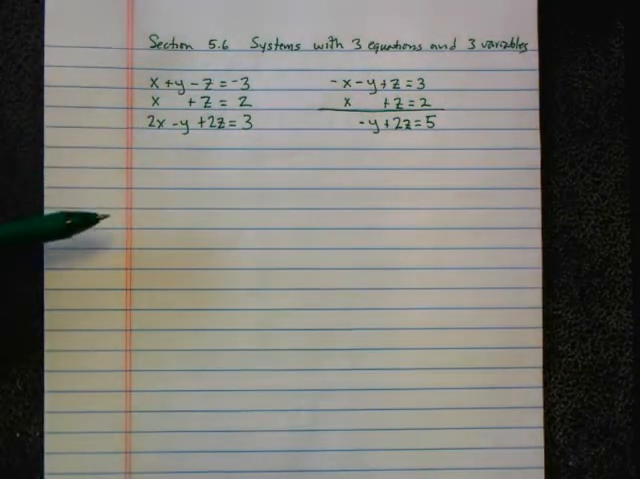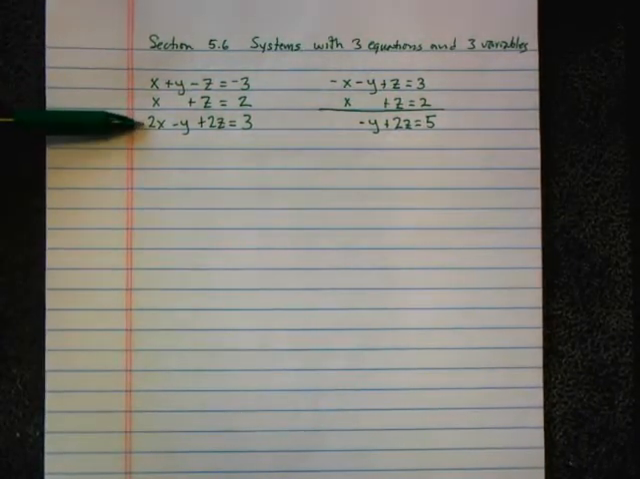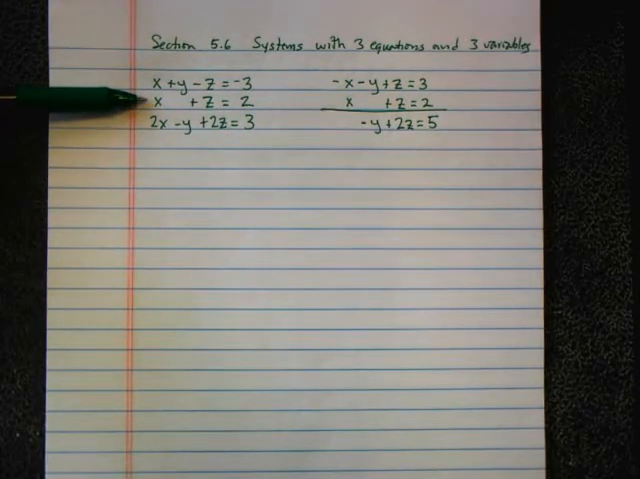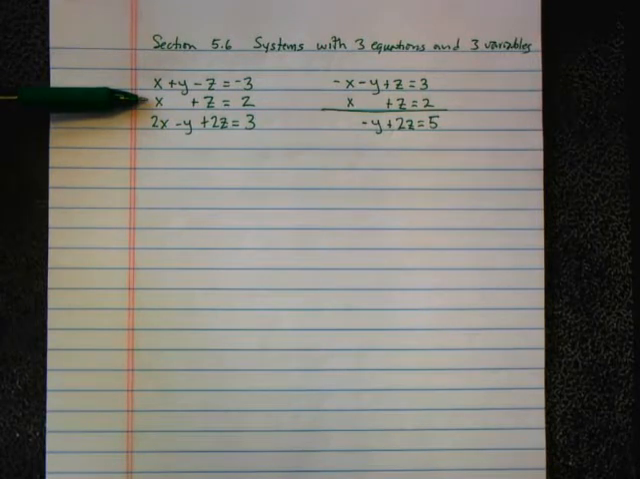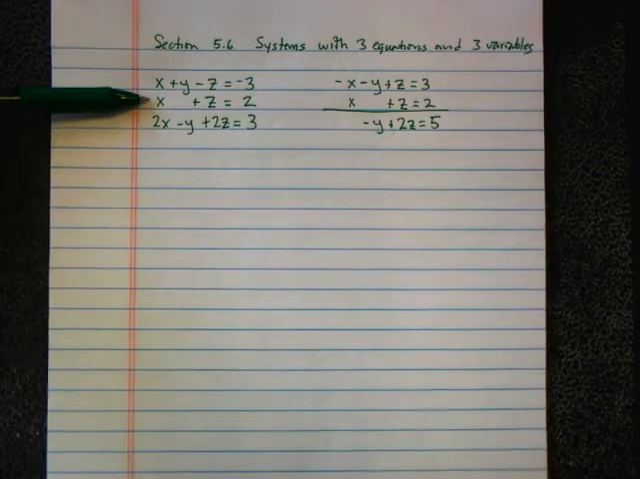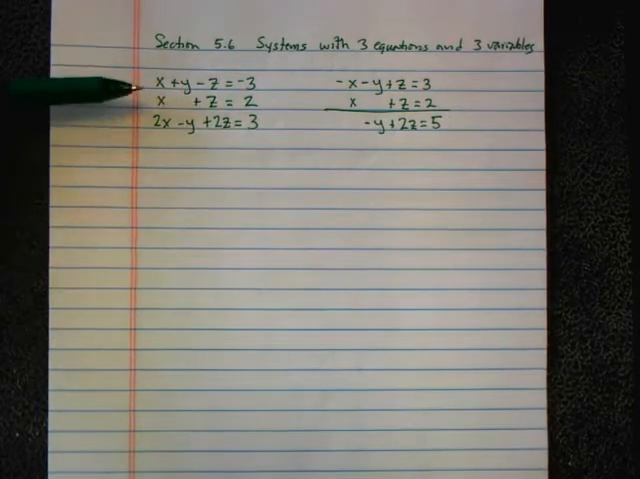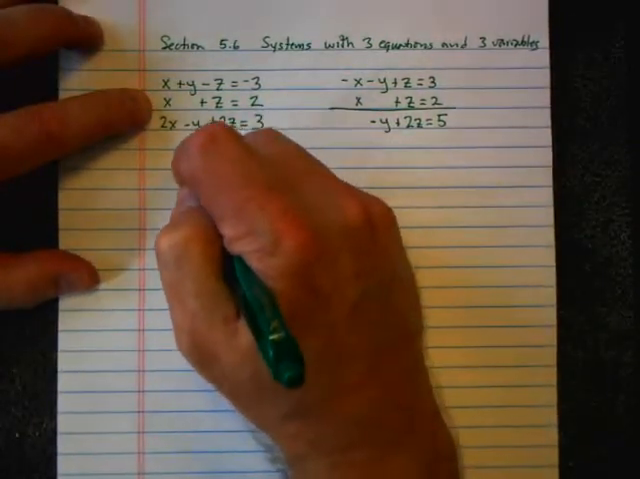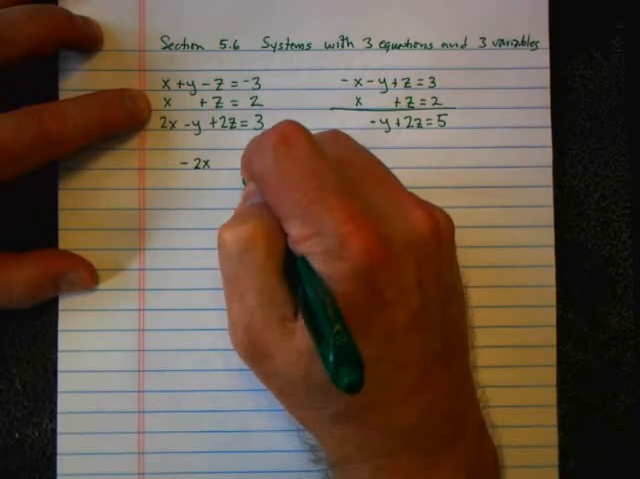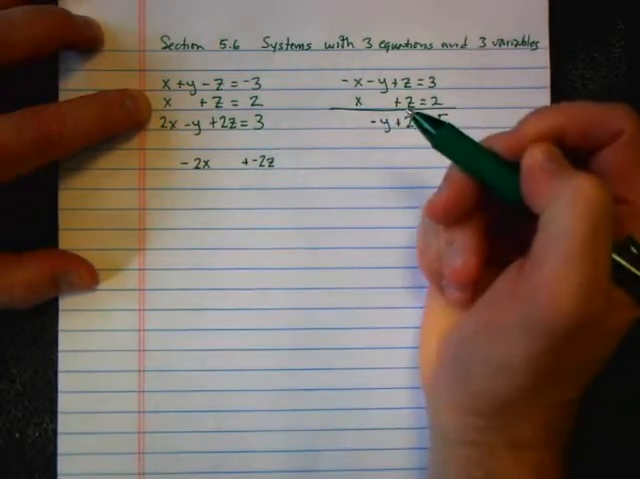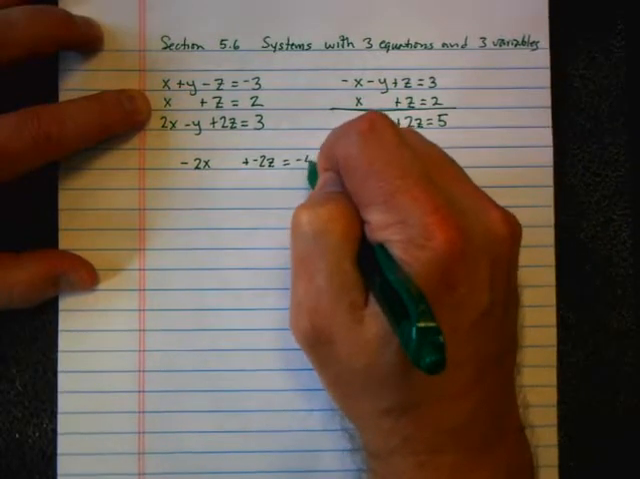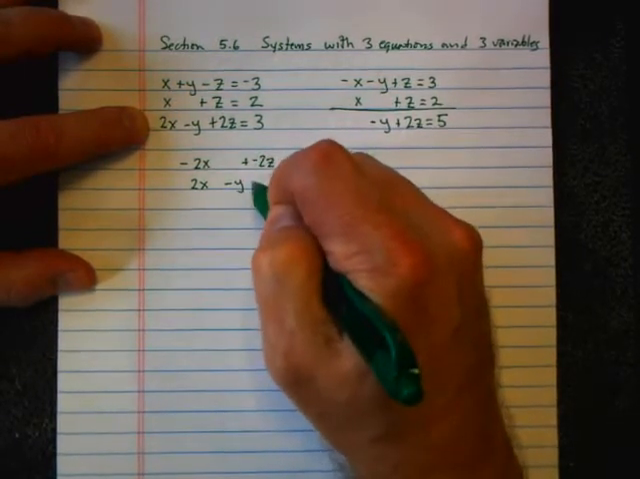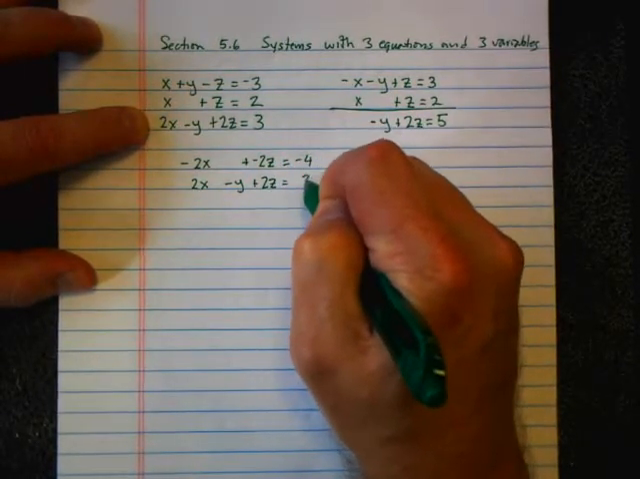Okay? So what would you do with the second one and the last one to cancel out the x's? Multiply this one by negative 2. And what do you do to the second one? Nothing. You leave it alone. That's right. It was a trick question. All right. So multiply this one by negative 2. So when I multiply this one by negative 2, I have negative 2x minus 2z equals negative 4. And then this one I'm leaving alone. 2x minus y plus 2z equals 3.